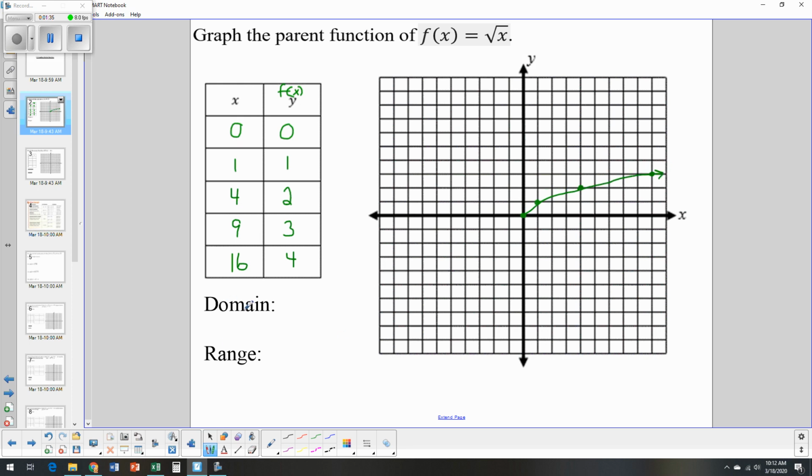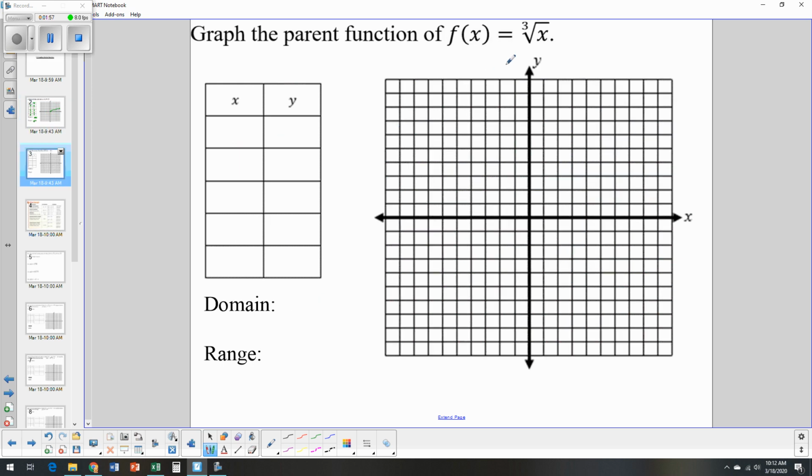So that means for our domain, since we're not going to put any negative numbers in, x has to be greater than or equal to 0. And because I'm also not getting any negative numbers here, my range is going to be y is greater than or equal to 0. Right? And that's our parent function for the square root of x.